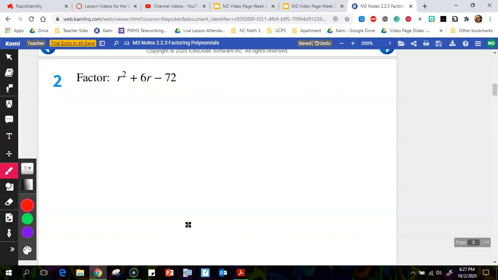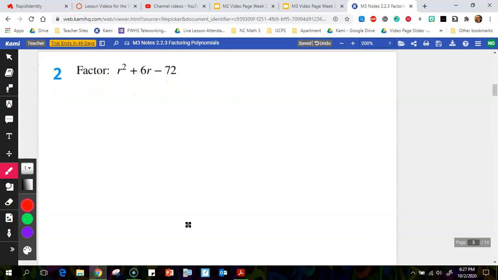All right, let's look at another one. Let's talk about factoring this one. Okay, so I need a factor pair for negative 72. And if you get bigger numbers and you need to use a calculator, I can show you how to use a calculator to get the factor pairs. But 72, we can kind of think about what they would be. I need it to multiply to get negative 72, and I need it to combine to get 6.